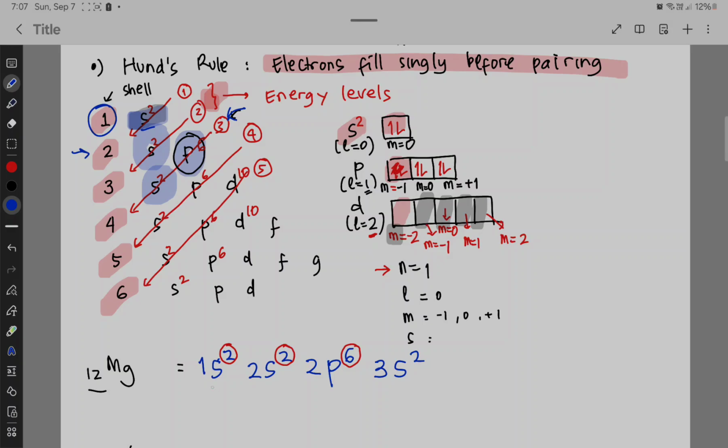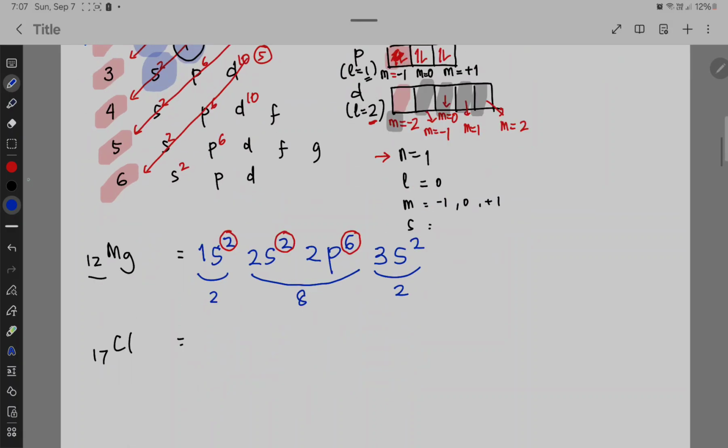On the first shell there are 2 electrons, on the second shell there are 8 electrons, and on the outermost shell there are 2 electrons. This is called core electrons. So the core electrons of magnesium are 10, and the valence electrons in magnesium are 2.